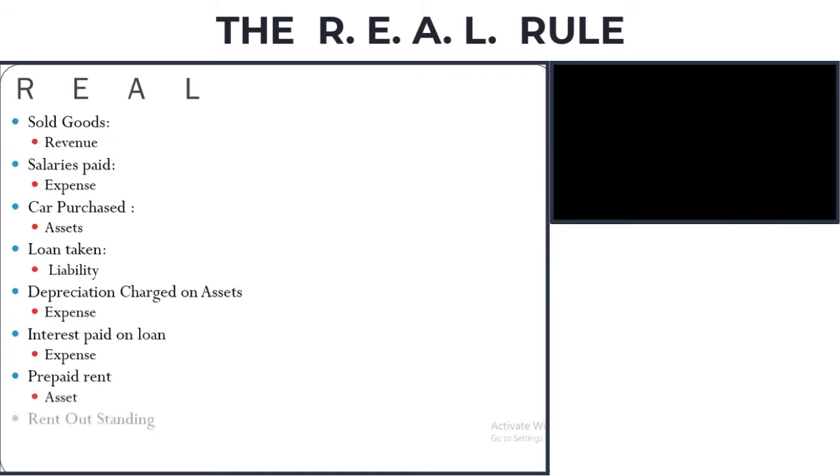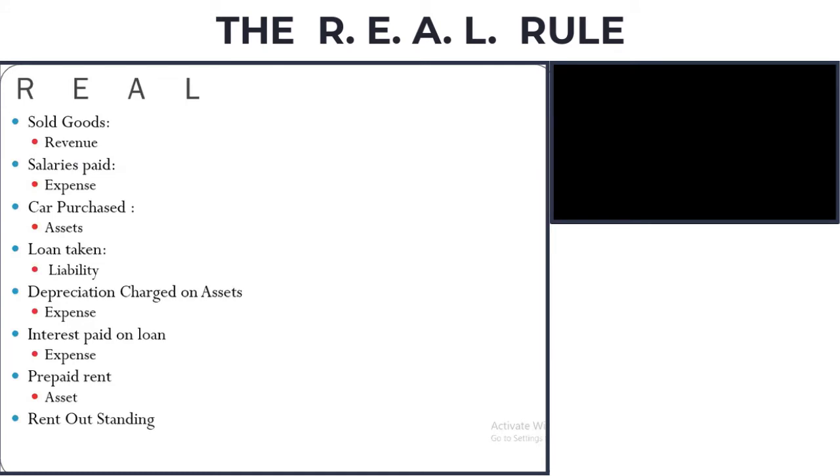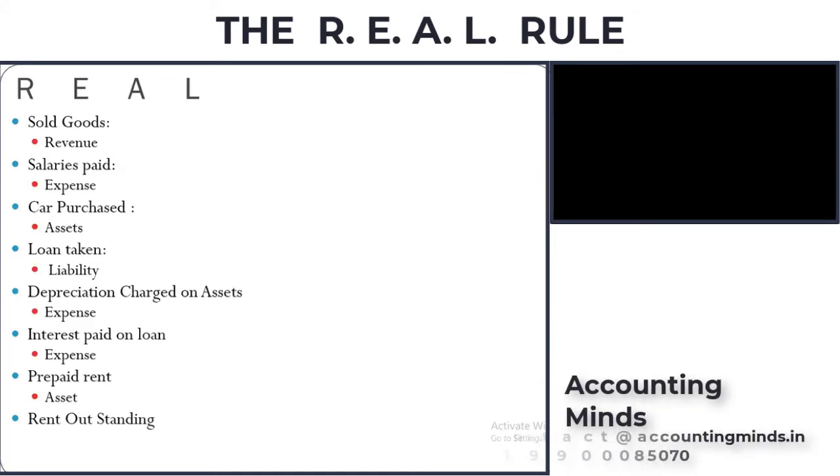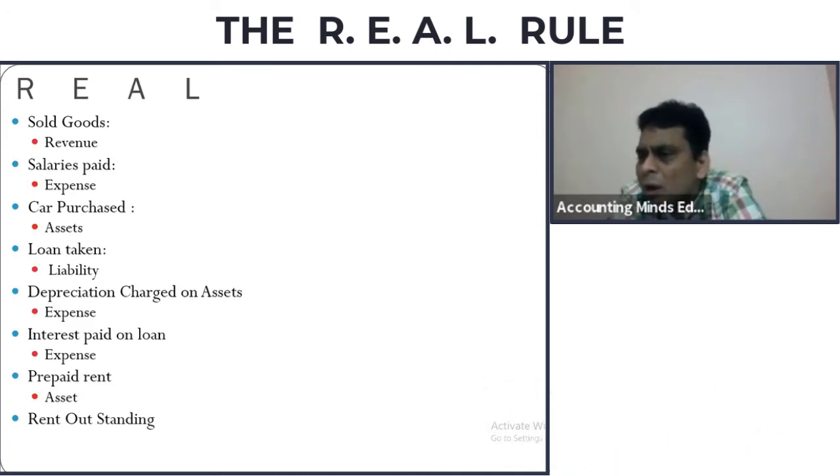Next, what is this? Rent outstanding. Liability, sir. Here also you have to understand the same way. Sir, I did not pay the July rent yet. This is now August 5th. July rent I did not pay. I will not say it's a liability. I will pay it in a day or two.